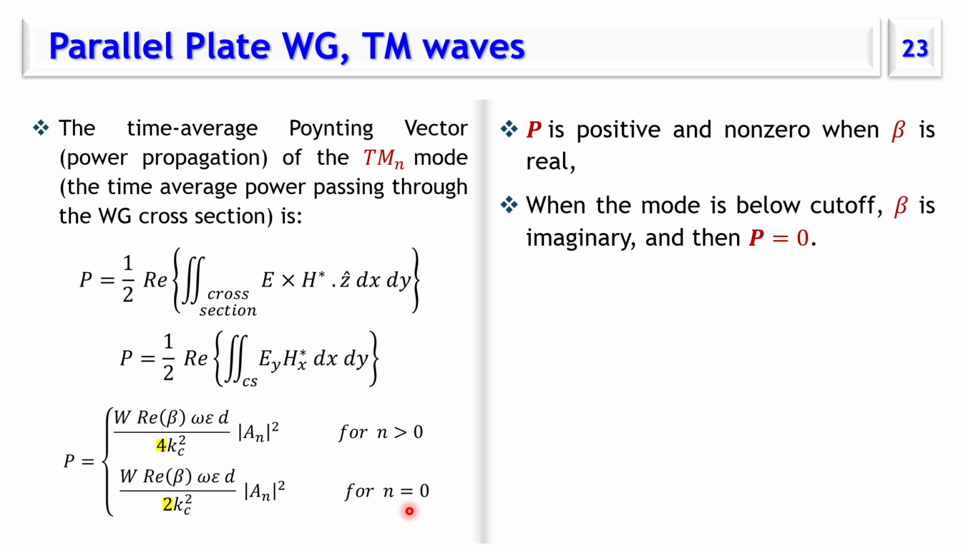For n equals 0, it will have certain expressions. This is transverse electromagnetic waves. For TM modes, n greater than 0, it will have a different expression. So P is positive and non-zero when beta is real. If beta is imaginary for evanescent modes or non-propagating modes, P will equal 0 because it depends on the real value of beta.